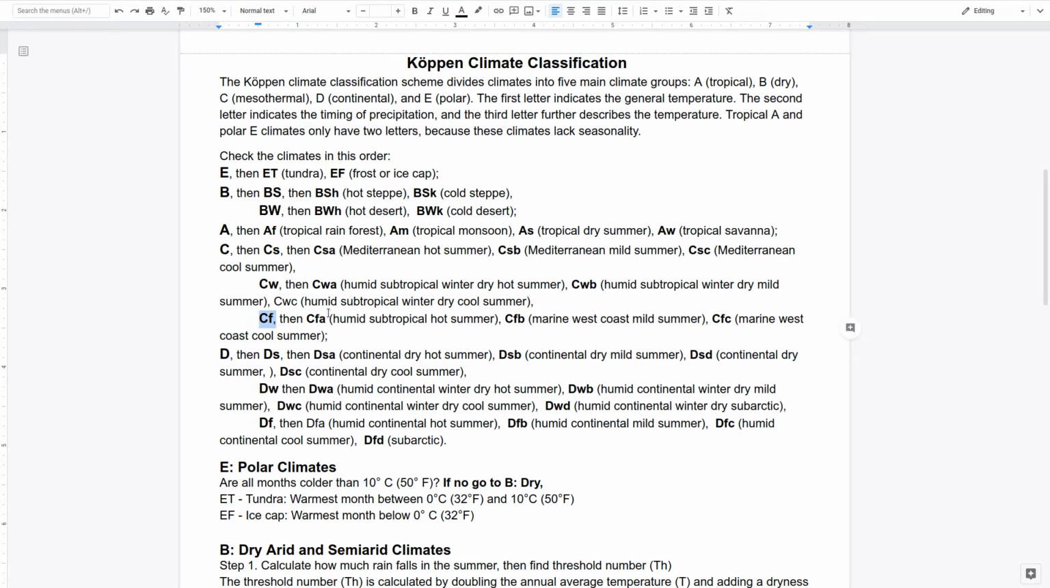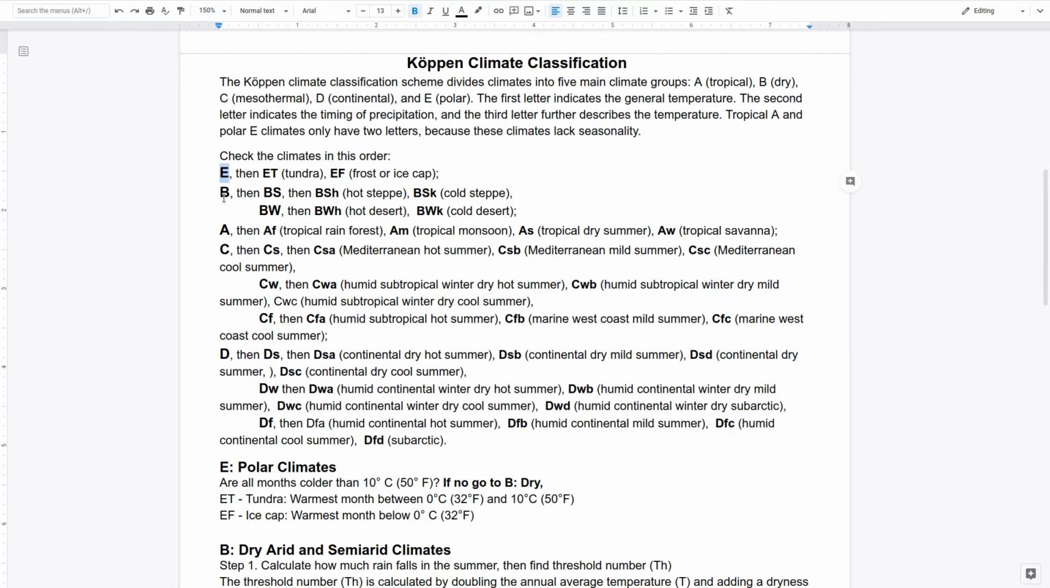If it's humid year-round, then you go through that same process and determine, is it humid subtropical hot summer? If it's not, then you check to see, CFB, Marine West Coast mild summer. And if not, check to see is it a CFC, Marine West Coast cool summer. So this is a good opportunity again.